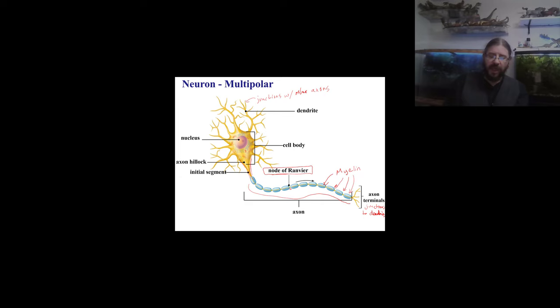So that's your basic multipolar neuron. This is the most common cell in the nervous system, and it is essentially the default when we talk about a neuron. There's several other configurations. You'll note when we're talking about the central nervous system, we'll be most likely using the term neuron. In the peripheral nervous system, we tend to use the word nerve.